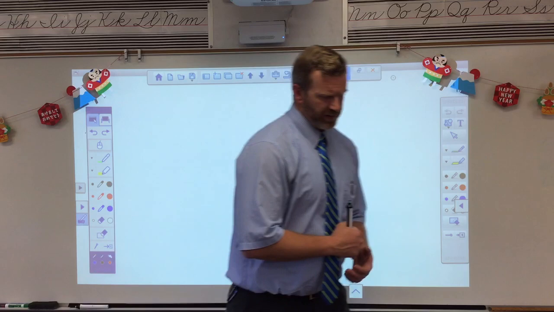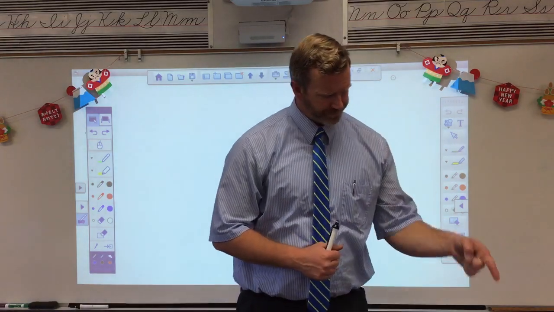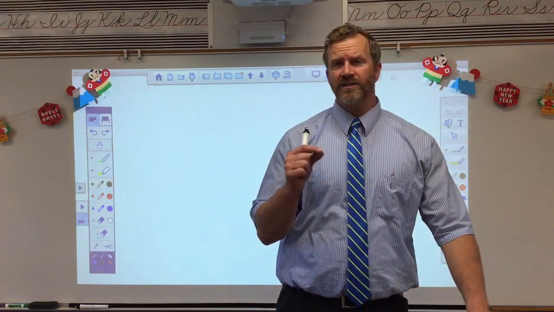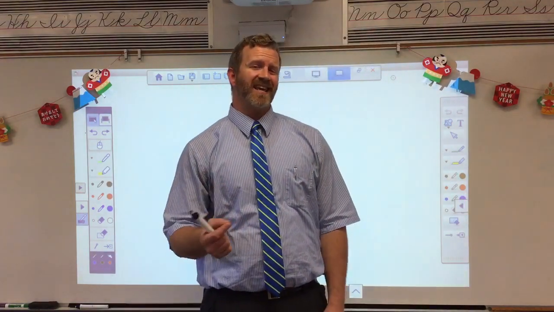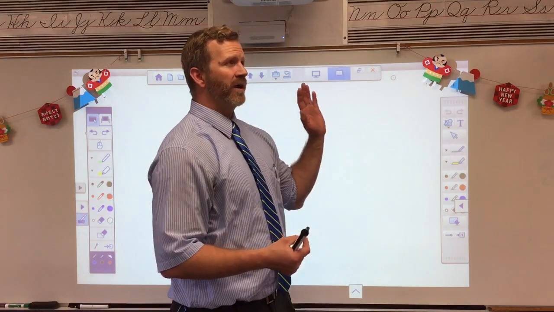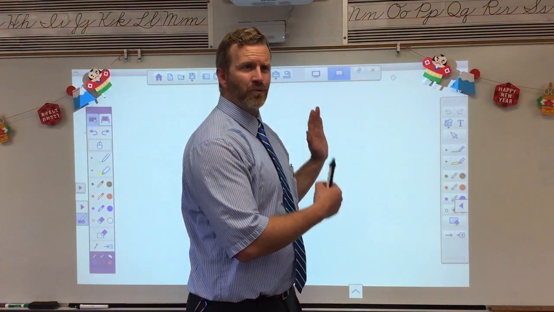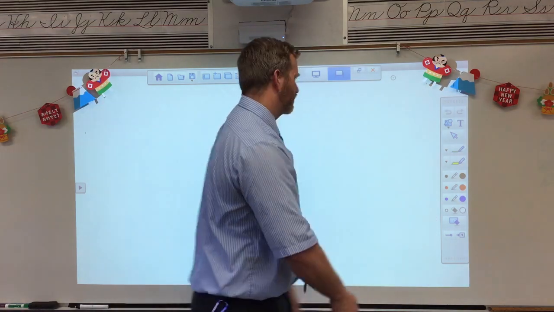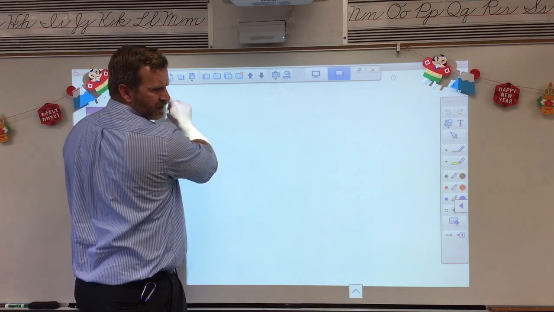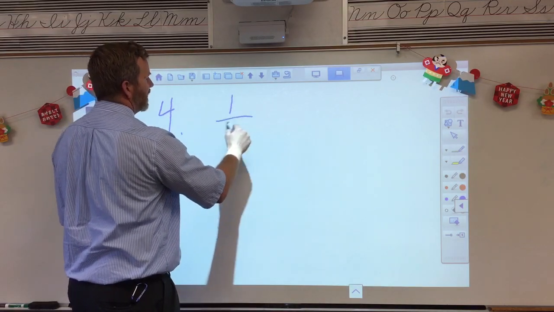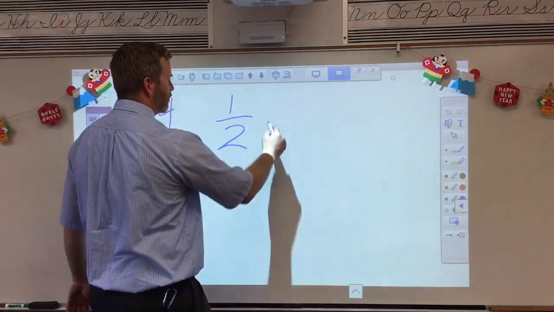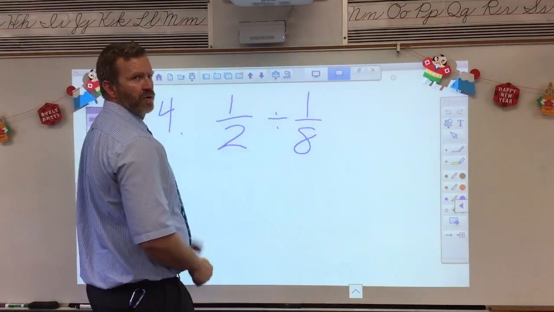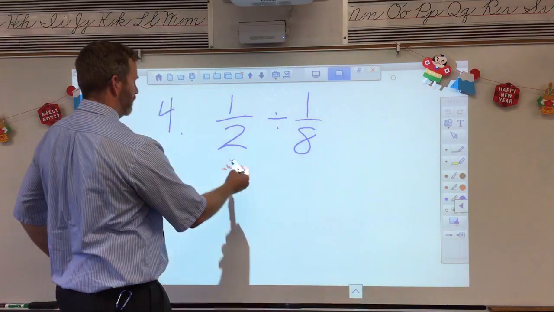All right. So, number 4 is tricky just because of the way it's worded. It says, how many 1/8 are in 1/2? So what that's saying really is, even though the 1/8 comes first in the word problem, they're looking at how many are in 1/2. So we are actually dividing 1/8 into 1/2. So the 1/2 comes first.